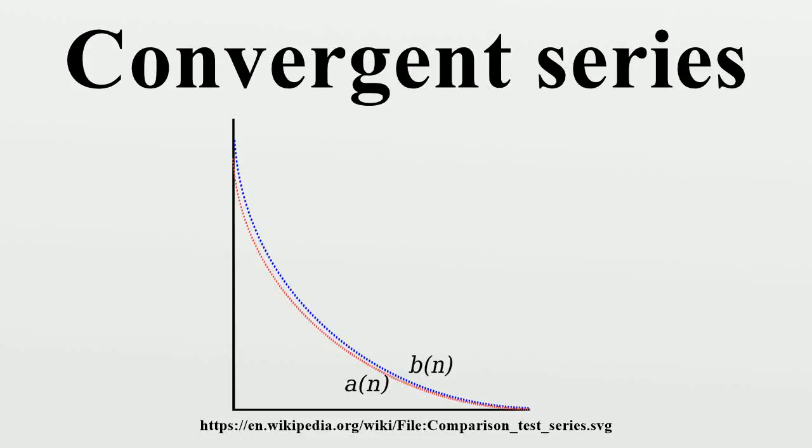In mathematics, a series is the sum of the terms of a sequence of numbers. Given a sequence, the nth partial sum is the sum of the first n terms of the sequence. That is, a series is convergent if the sequence of its partial sums converges. In other words, it approaches a given number.